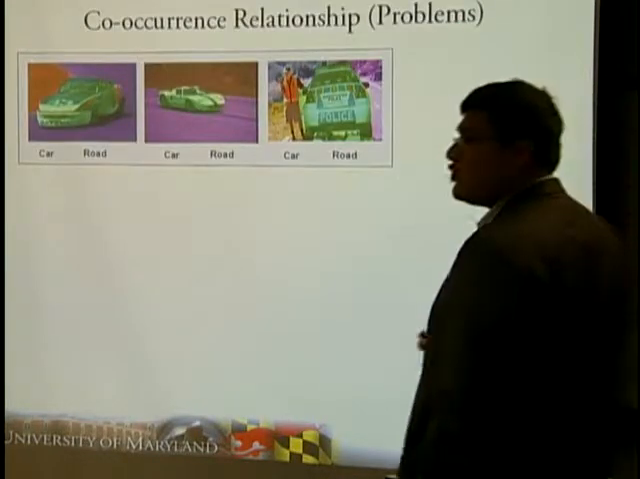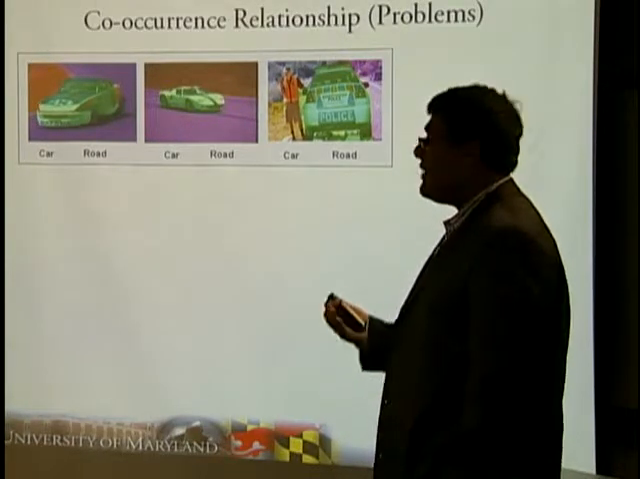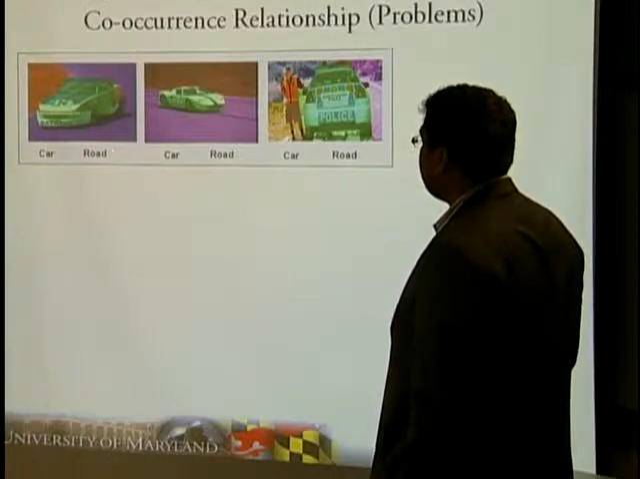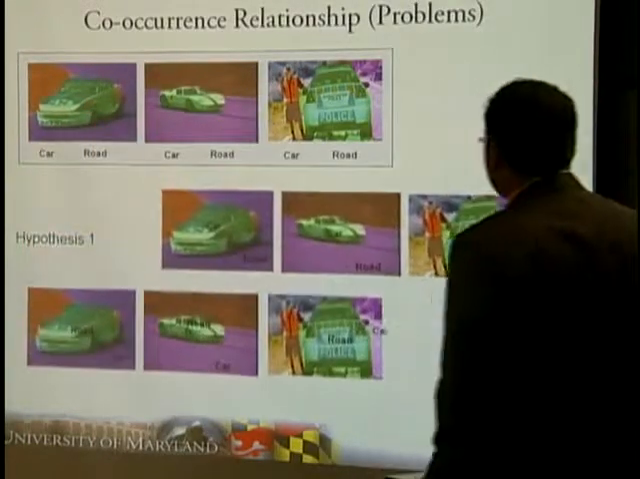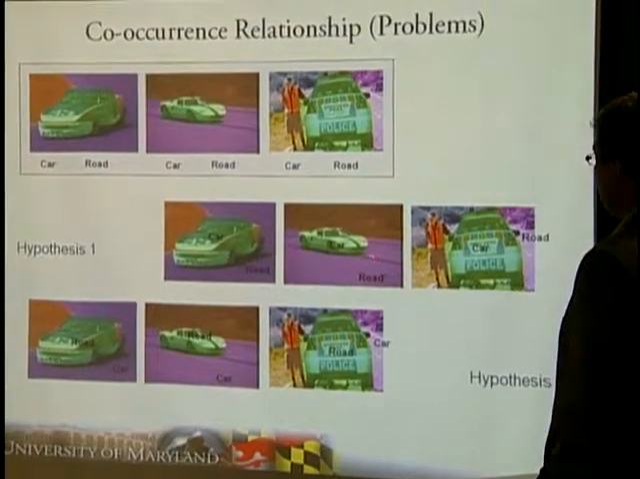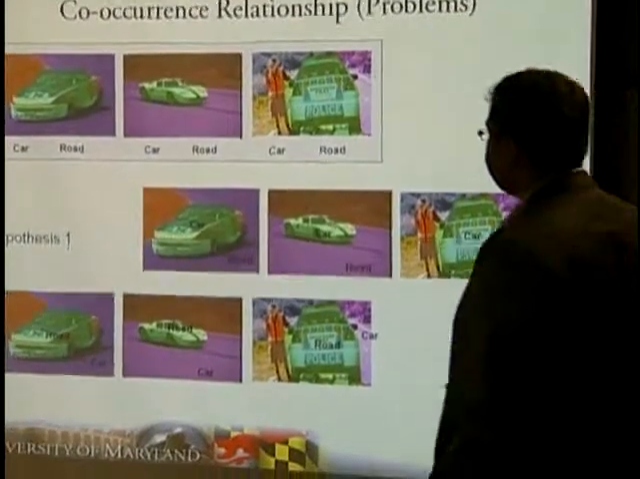However, co-occurrences have their own problem. Most of the objects in the world occur in groups. For example, whenever you see a car, you'll always see a road. So in such cases, it would be hard to argue whether the green region is the car and the pink region is the road, or the green region is the road and the pink region is the car.